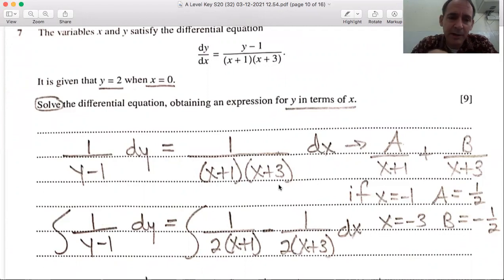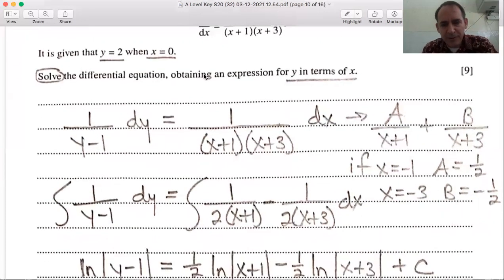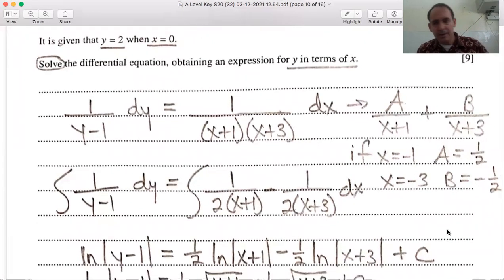So we want to separate our differentials. The y minus 1, we're going to divide to the other side so it can be with the dy. The dx, we multiply to the other side so it can be with our x variable. Hopefully on the right-hand side, you realize that you cannot integrate that the way it is. You need to do partial fractions. So you need to go through your partial fraction procedure, which is from the further algebra part of P3.